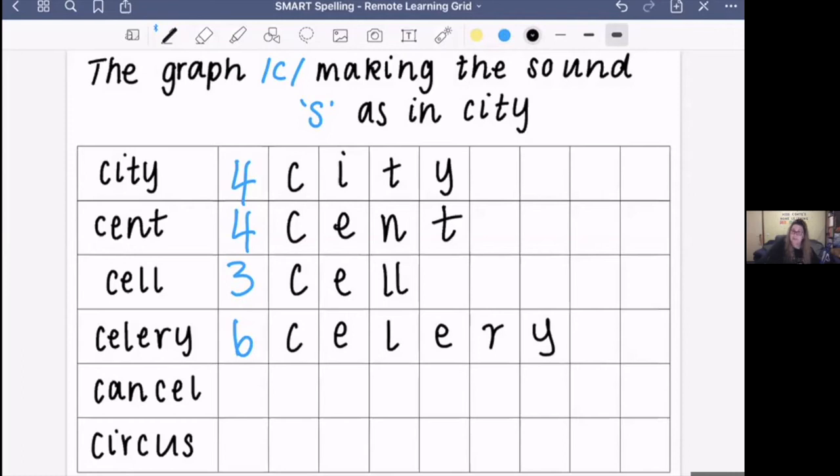Can you please spell the word celery back to me the same way that I spelled it to you? I'll say it again so you can remember how it sounds. C-E-L-E-R-Y. Your turn.